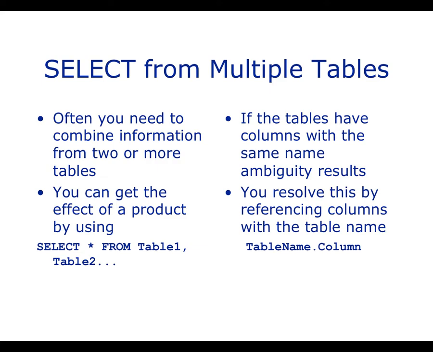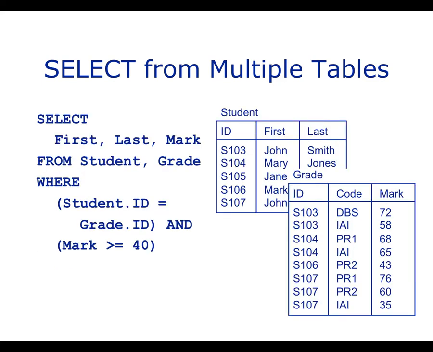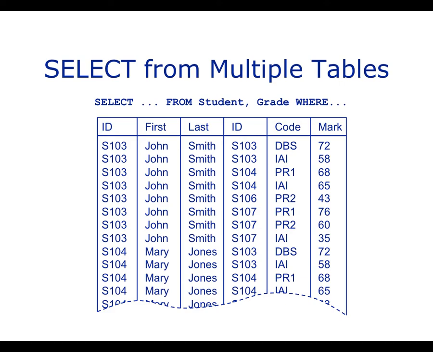Or if I want to show the number of beers sold at Gators on Friday by Jan, you're going to have different pieces of information, and you'll be able to get around this by making sure that you resolve reference columns with the table name and the column name. For example, if I want to select the first, last, and mark from student and grade, where student ID equals the grade ID and where the mark is greater than 40, it allows me to essentially pull those two tables together in a query and get the results across all the different information.